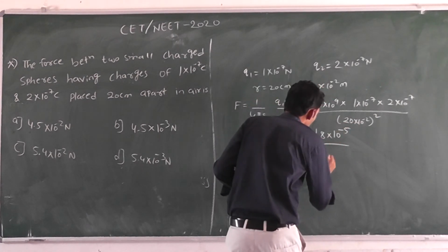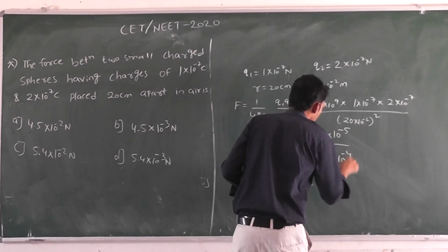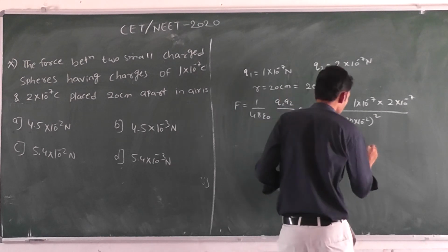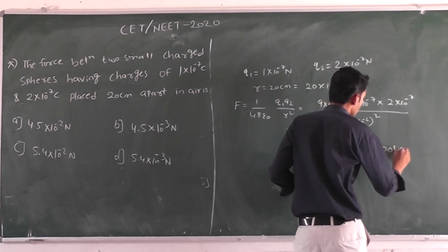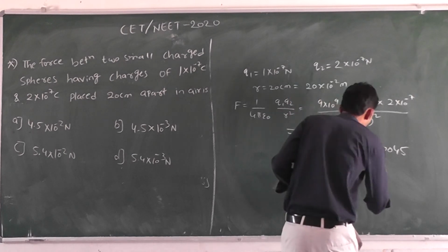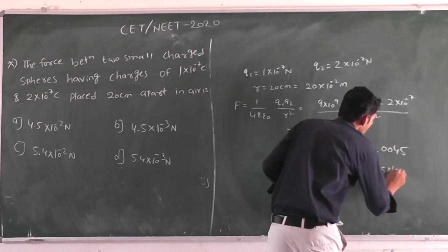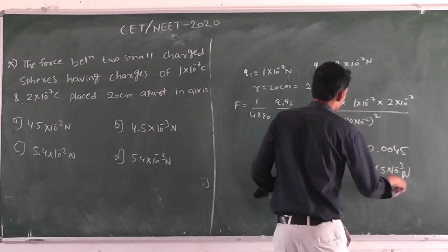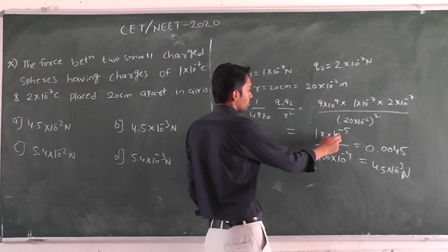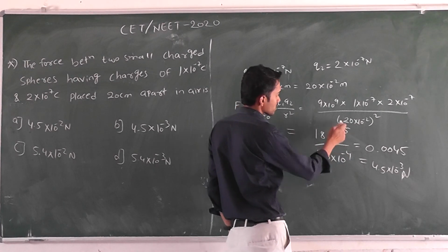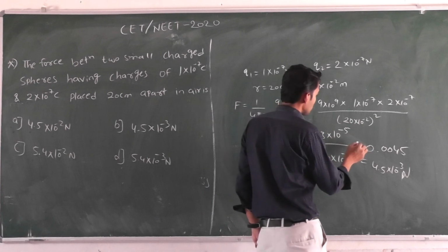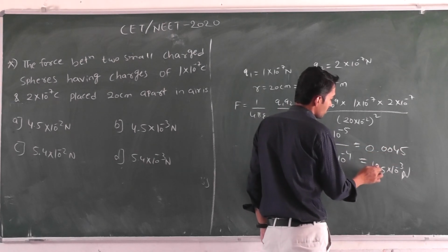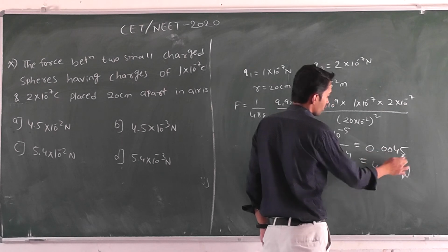The answer we get is 400 into 10 to the power of minus 4. So 18 into 10 to the power of minus 5 divided by 400 into 10 to the power of minus 4. By substituting this value and dividing, we get 0.0045. If we convert, we get 4.5 into 10 to the power of minus 3 Newton.